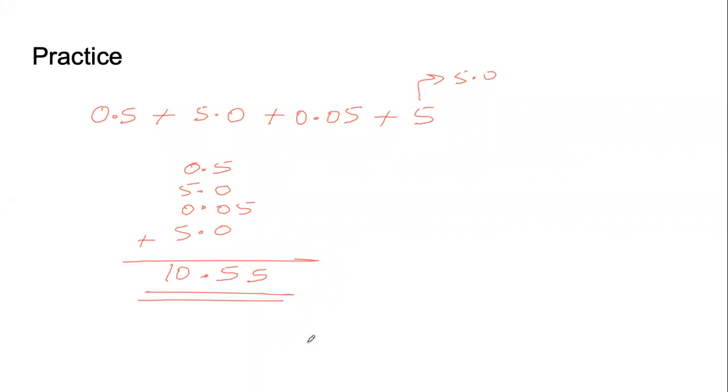You compare this with your answer. How did you get 5.06? How did you get 6.05? How is that acceptable?